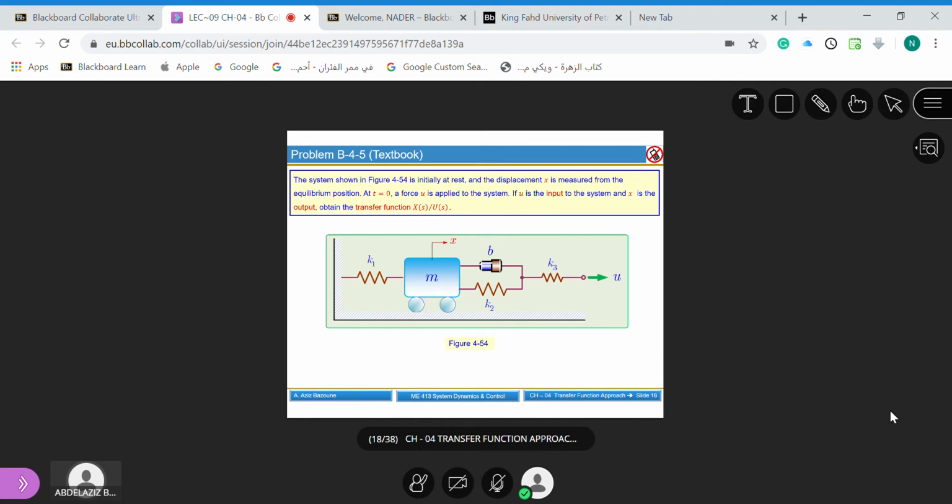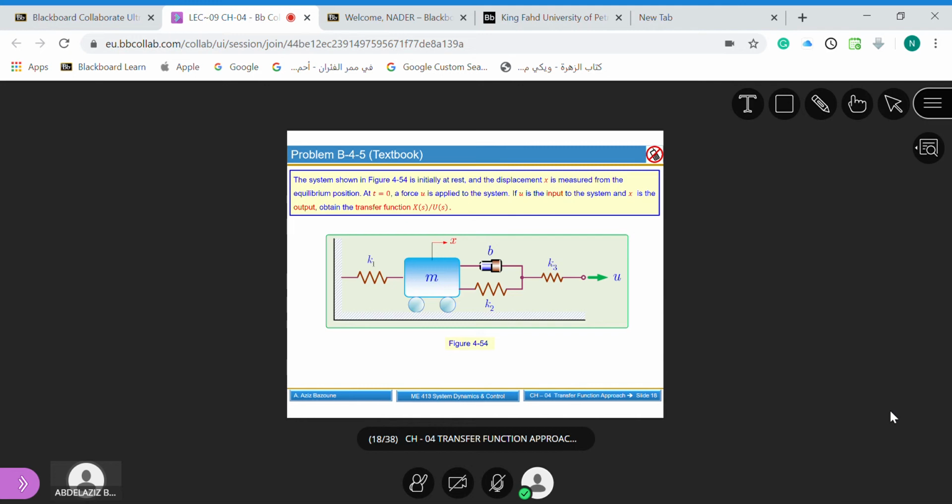So here we are asked to find the transfer function between the output and the input. The output is X of S and the input is U of S, as you can see. We have a mass connected to a spring K1 and fixed on this side. On the other side, we have a damper and then a spring K2. Then there is a junction here, A. There is no mass in this junction, it is massless. Then spring K3, and the displacement or the force is applied here.